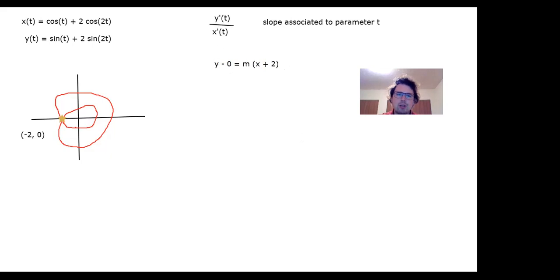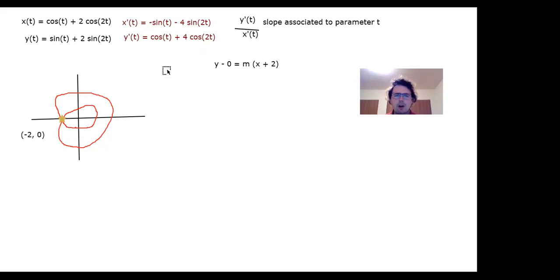Well, I'm going to need these two derivatives. Let's get those out of the way. So if my x function is defined in terms of cosines, x prime of t is going to be minus sine of t minus 4 sine of 2t. Let me make a little bit more room for that. There we are. And likewise, my y derivative, y prime of t, will be cosine of t plus 4 times cosine of 2t. And for both of these, I'm using chain rule along the way to calculate these derivatives.